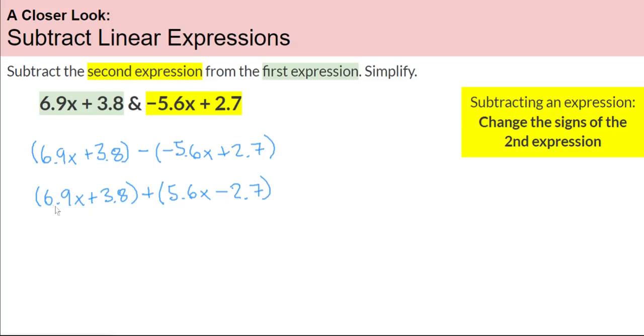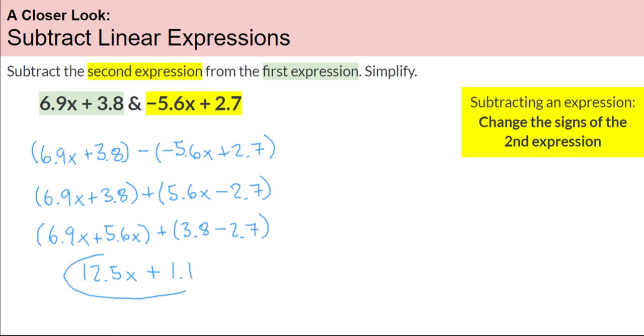Okay, combine like terms. What will go with 6.9x? 6.9x, 5.6x. We're going to add them. And then what goes with 3.8? Negative 2.7, so it'll be minus 2.7, like that. And now we can just solve. Okay, so 6.9 plus 5.6x will give us 12.5x. Okay, and then 3.8 minus 2.7 will give us 1.1.